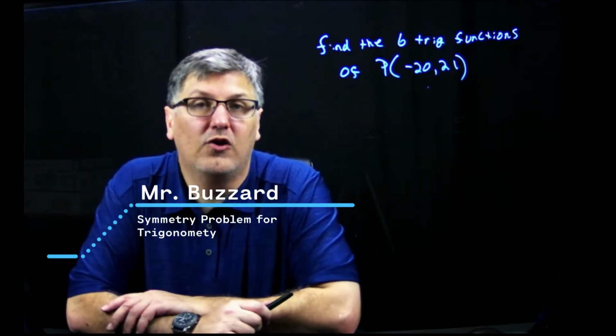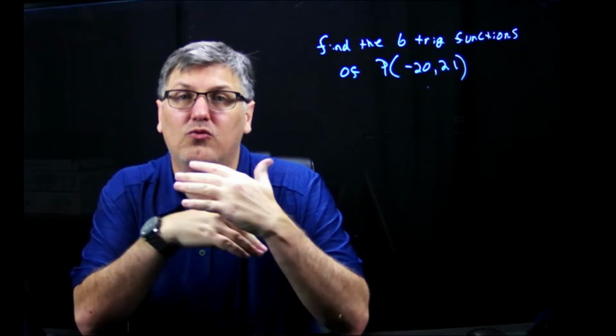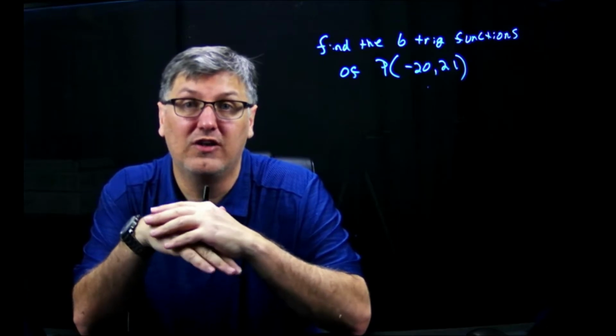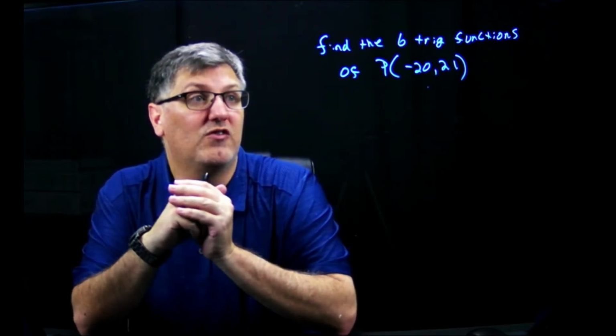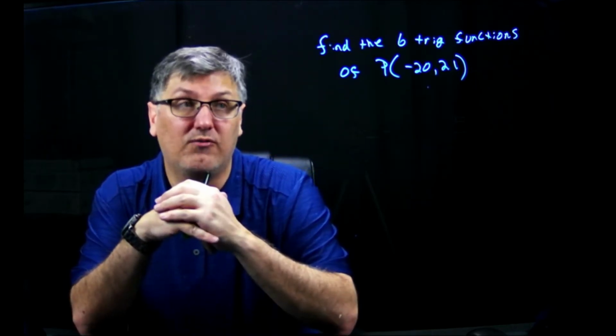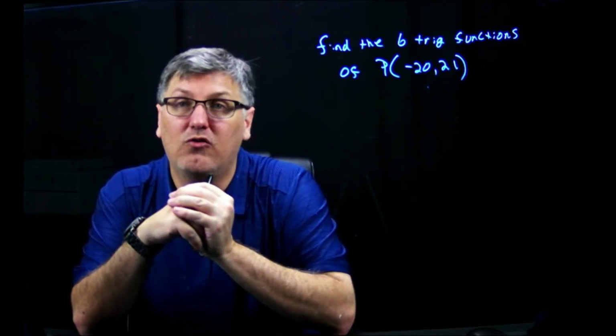All right, so we've gone over the unit circle and everything else. Now let's dive into, let's start doing some more things with the definitions: sine, cosine, tangent, secant, cosecant, and cotangent. Here I'm going to ask you to find the ratio, the answer, of all 6 trig functions of point P, which is negative 20, 21.